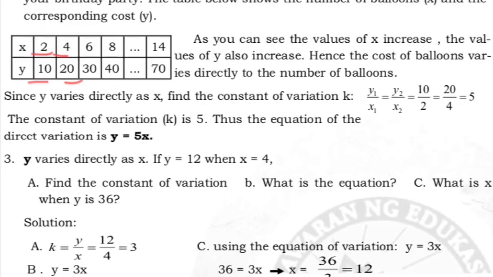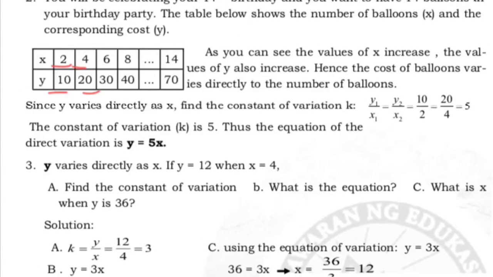Then substituting that to the given formula, y sub 1 over x sub 1 equals y sub 2 over x sub 2, you're going to have 10, the value of y sub 1, over 2, x sub 1, equals 20, y sub 2, over 4, the value of x sub 2. If you simplify this, it is equivalent to 5. 10 divided by 2 is 5, and also 20 divided by 4 equals 5. So the constant of variation k is 5, thus the equation of the direct variation is y equals 5x.